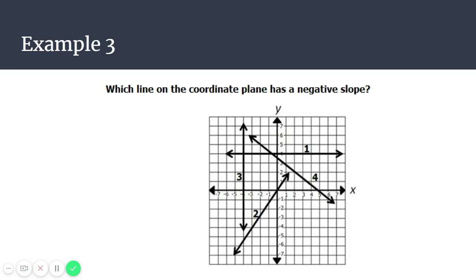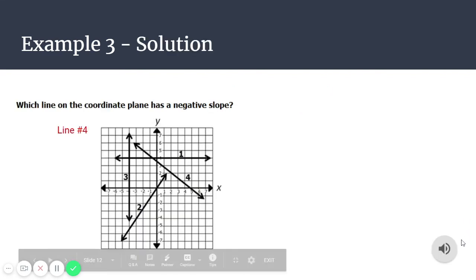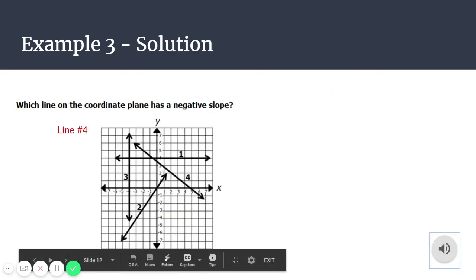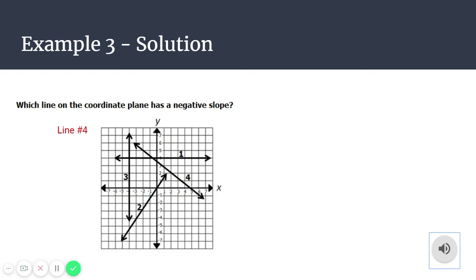Example number 3, which line on the coordinate plane has a negative slope? Please look at the 4 options that are given and choose your answer accordingly. And last but certainly not least, we have example 3. So looking at that same graph that we looked at yesterday, this time we're just looking for which one of those lines has a negative slope. So yesterday we already discovered that line number 2 has a positive slope because it's increasing from left to right and moving up. As our x value increases, our y value also increases.